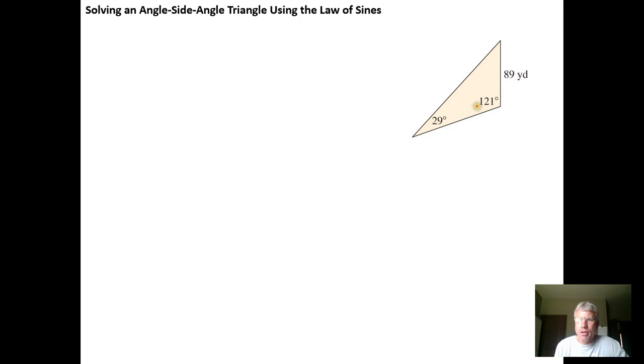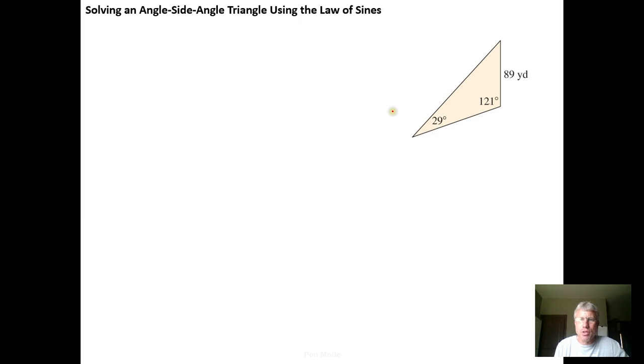So this is an angle, angle, side situation, but what we indicated in the previous video was that if I know two angles, I can easily get the measure of the third angle by going 180 degrees minus the sum of these two angles. So if I have an angle-angle-side situation, I really do have an angle-side-angle situation as well. They're equivalent cases. They both can be solved with the law of sines.